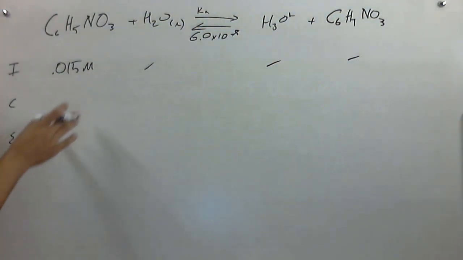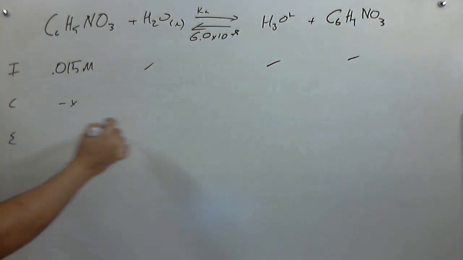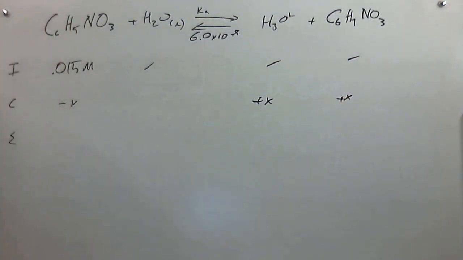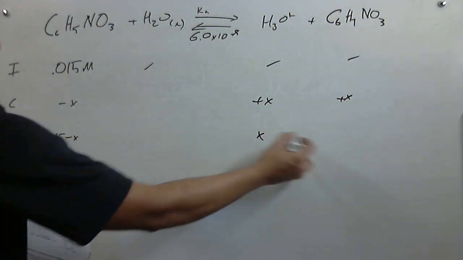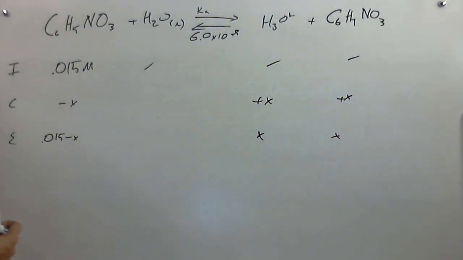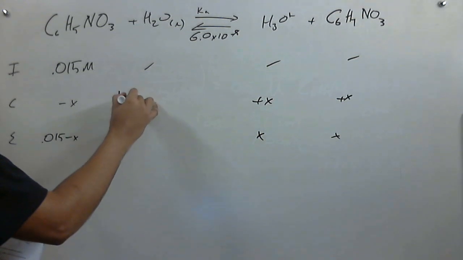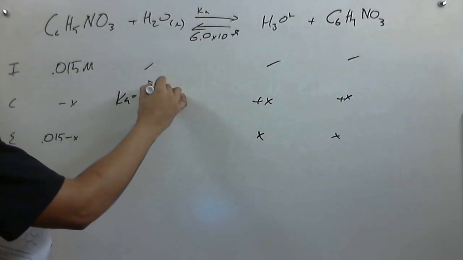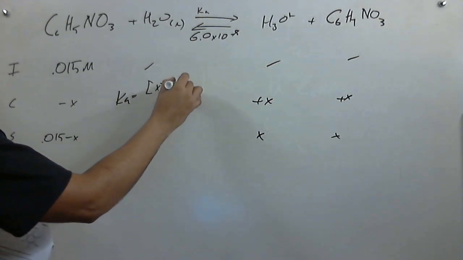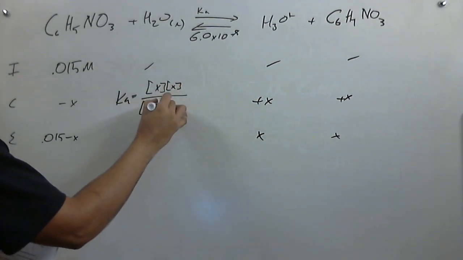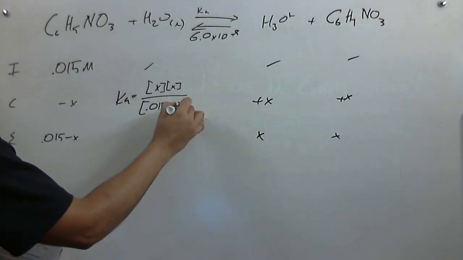So then we're going to change this. This is our x. This will be a plus x. This is a plus x. And then we're going to say our equilibrium is going to be 0.015 minus x, and x, x. So then we can go ahead and set up our Ka equals x, x over 0.015 minus x, like that.